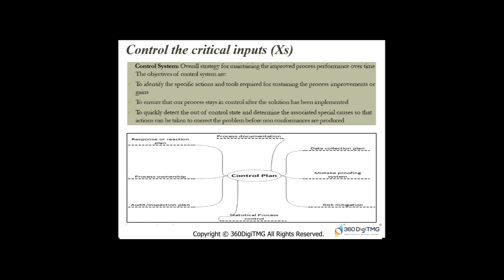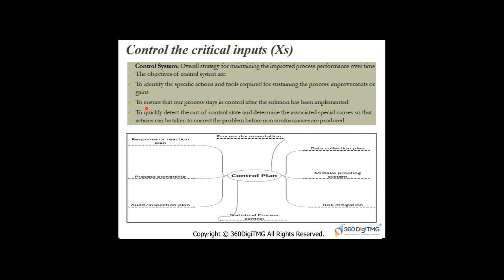That is our objective. What are the objectives of the control system in that case? We want to identify the specific actions and tools required for sustaining the process improvements or gains. That is the first thing. What should I do? What actions am I supposed to take? What tools am I supposed to use for sustaining the process improvements, which we have brought in with such great difficulty, right? We have literally spent a lot of effort in analyzing the data, crunching the data, bringing business insights from the data, right? If you have spent so much effort, it is worth spending some time in coming up with the specific actions and tools which are required to sustain the improvements or gains which we have brought in.